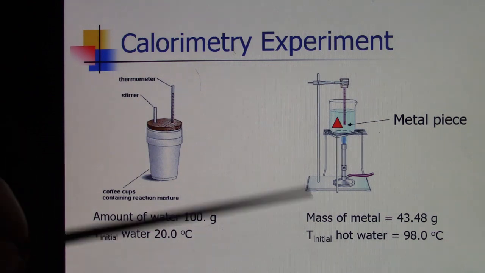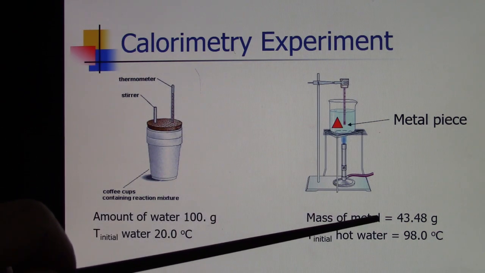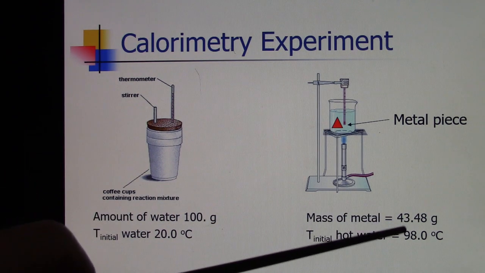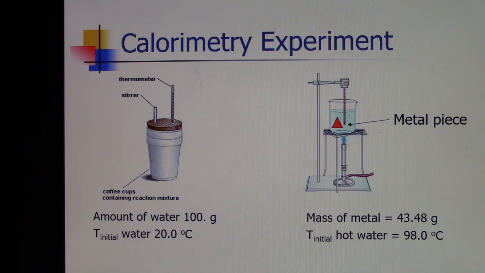All right, so heat this up. Usually get it to boiling. So what you do is you weigh the metal piece first. I recorded 43.48. Then measure the initial temperature of the hot water. In this case it's 98 degrees C.